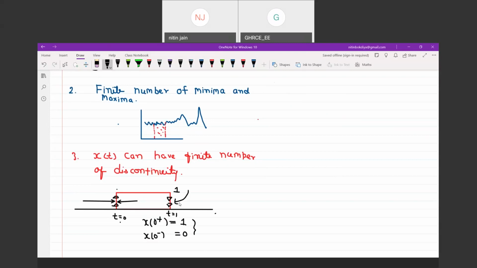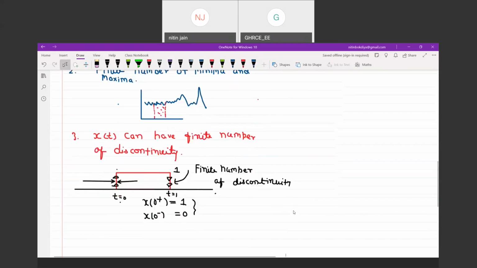So what we are saying is that yes, it can handle the discontinuity, but it should have a finite number of discontinuities. So this is the requirement for the Fourier transform.